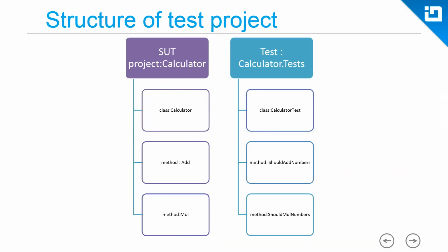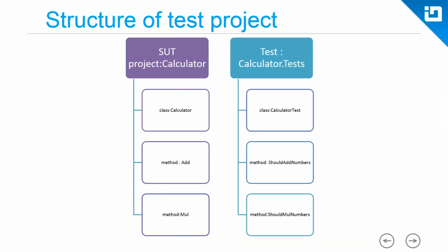Now, if you need to write unit tests for that, there is a naming convention which the industry follows, unless you have a client-specific or organization-specific naming convention, then you should follow that. So if your SUT project name is calculator, then your test project name should be Calculator.Tests. The class under test is Calculator, then your test class name should be CalculatorTest, without any space or anything. It should be CalculatorTest.